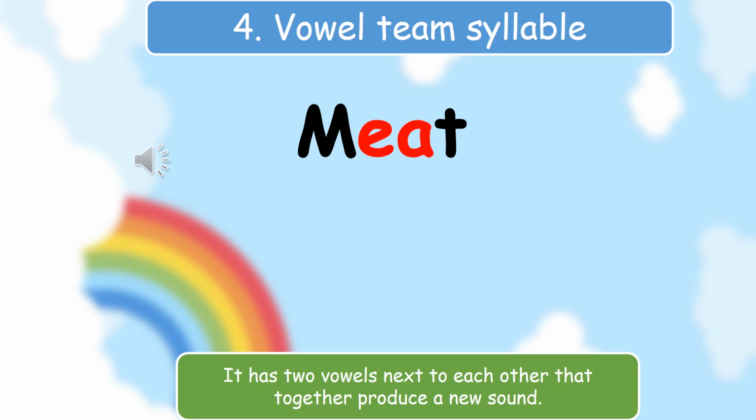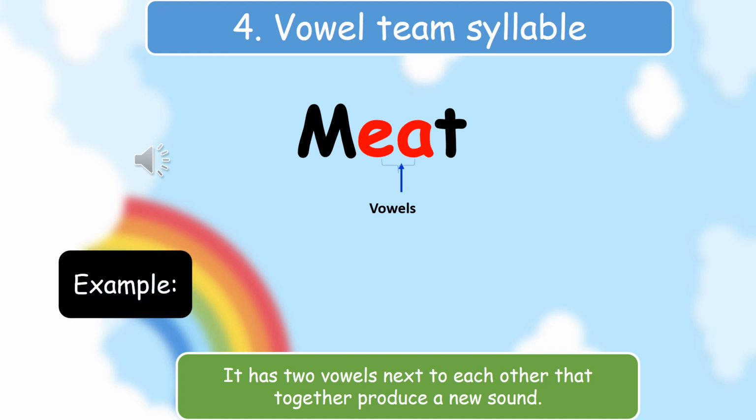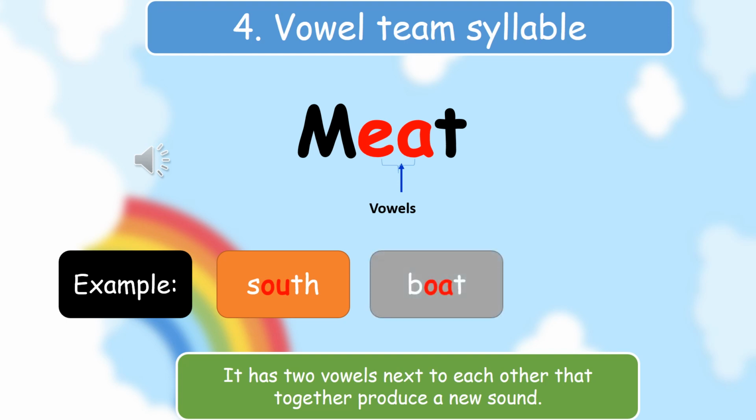Vowel team syllable. It has 2 vowels next to each other that together produce a new sound. Example: south, boat, explain.